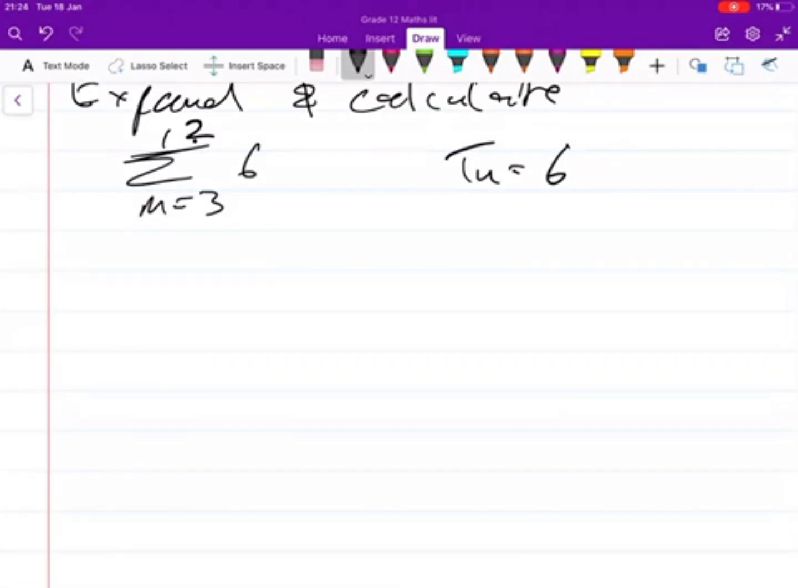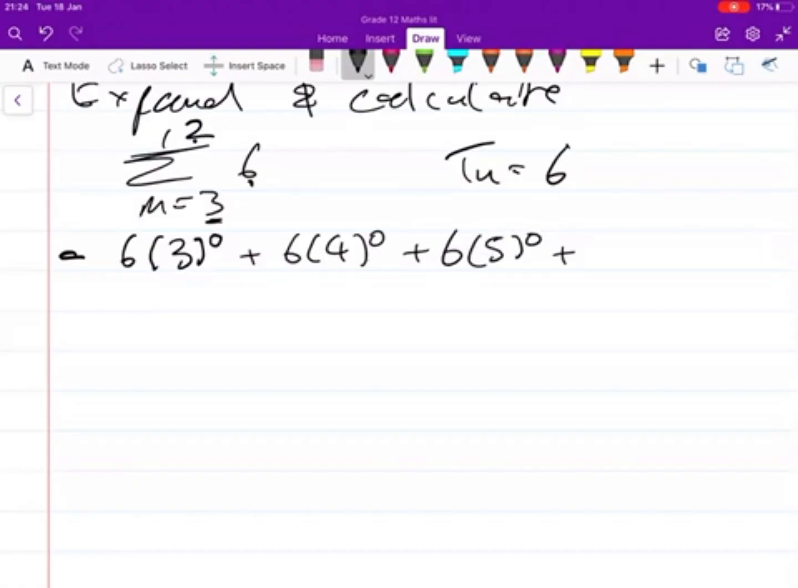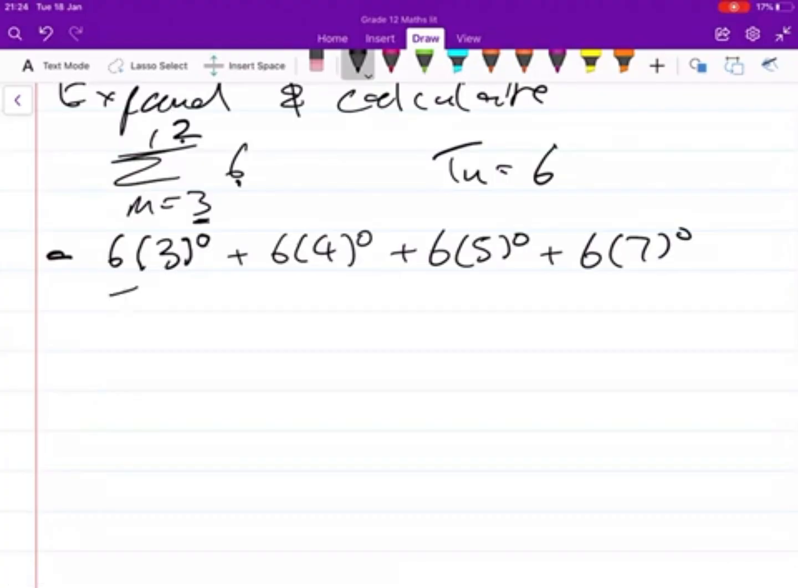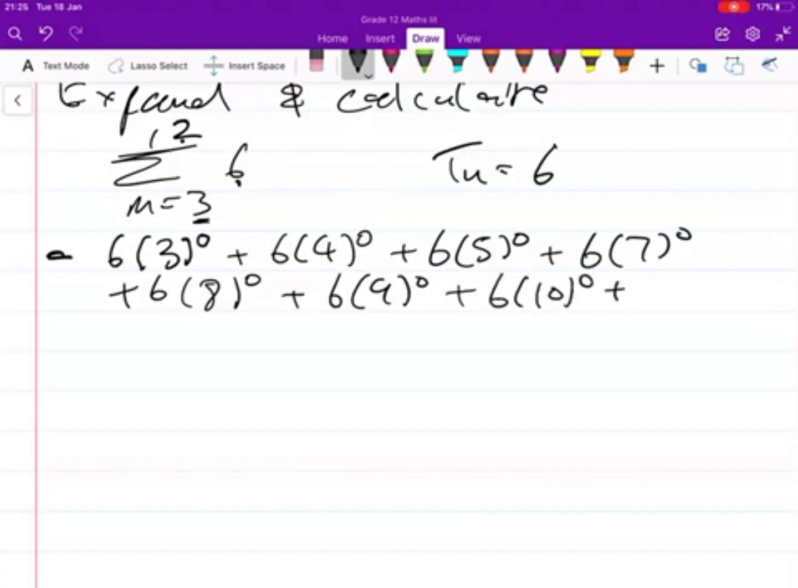All right. If I want to expand, this will repeat itself. I will have 6, but when I substitute it, I must put it to the exponent 0. The number after that is 4, and that 4 must be placed to the exponent 0. The other is 5, placed to the exponent 0. The other one is 7, placed to the exponent 0. The other one is 8, placed to the exponent 0. The other one is 9, placed to the exponent 0. The other one is 10, placed to the exponent 0.